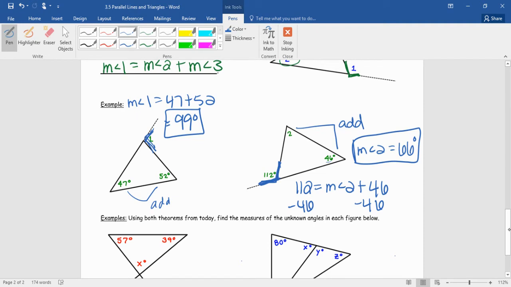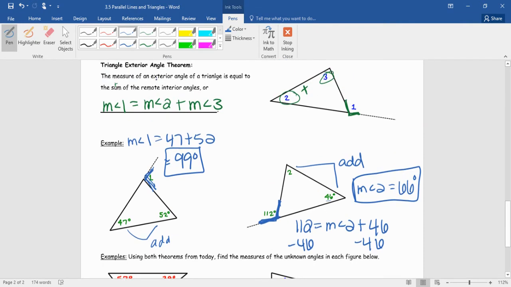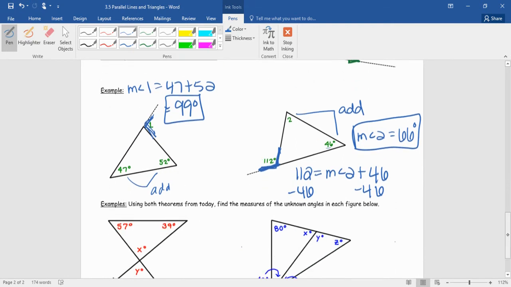Okay, so we're just using this fact that an exterior angle is the sum, which means add, of the two remote interior angles. So when you're doing these, find your exterior angle, and then the two interior angles that are not especially close to it, add those together. That will be your exterior angle.